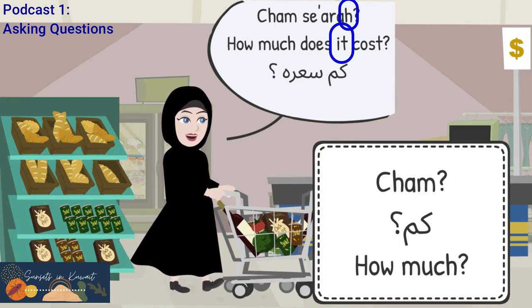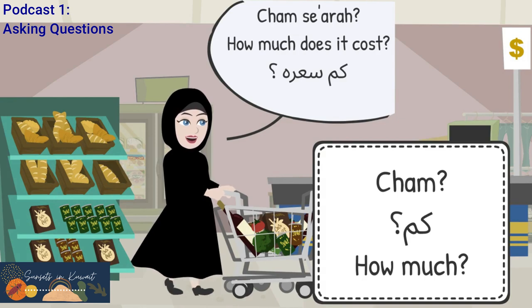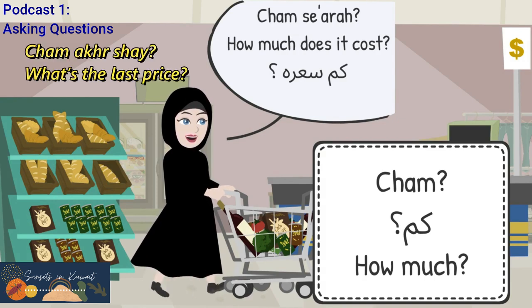The bread itself. Or you can say, كم سعرك? How much is your price? Or كم سعركم? How much is your price, all of you? So you can conjugate and say what is your price for he or she or for all of you. Especially when you're bargaining in Kuwait, you will use this phrase and a very important one, which is آخر شيء. كم آخر شيء? يعني, how much is the last price you're going to give me? You know, the lowest price.